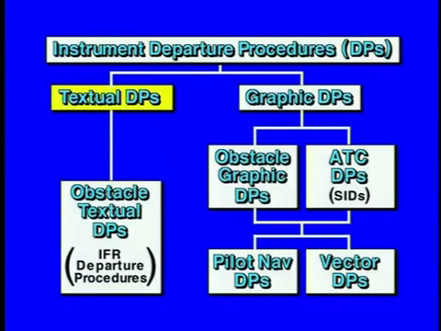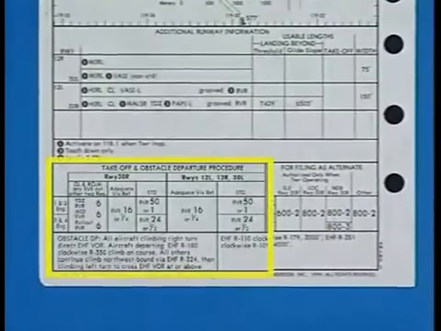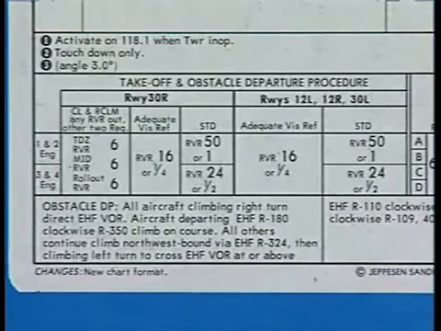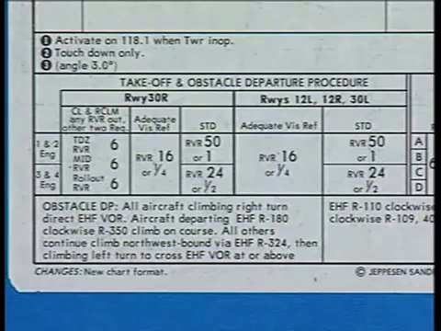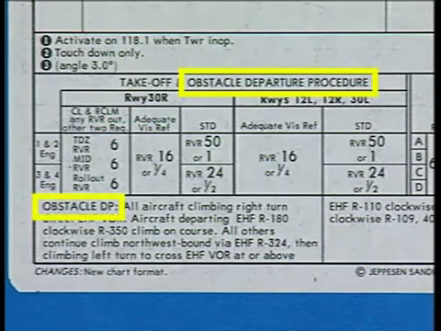DPs can be either textual or graphic. Textual procedures, referred to as IFR departure procedures outside the U.S., exist only for obstacle clearance and can normally be found at the bottom of Jeppesen airport charts. If ATC does not assign a graphic DP or other instructions, you can use the textual DP for obstacle clearance to depart the airport and, in some cases, to transition to the en route structure.